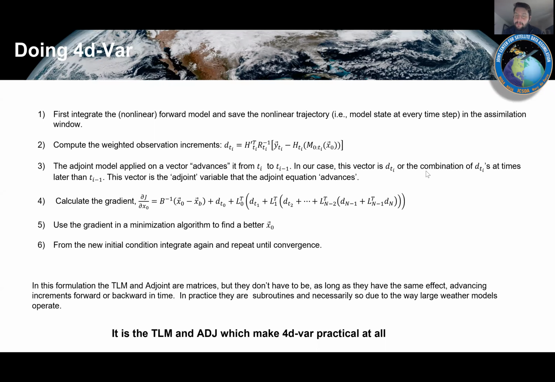In the very brief derivation I did of this, the TLM and adjoint here are matrices, but in these large codes, a large weather model, yes, it has a series of PDEs that advect winds and pressures and temperatures and other things, but there's a lot of very complicated parameterizations at the subgrid scale.